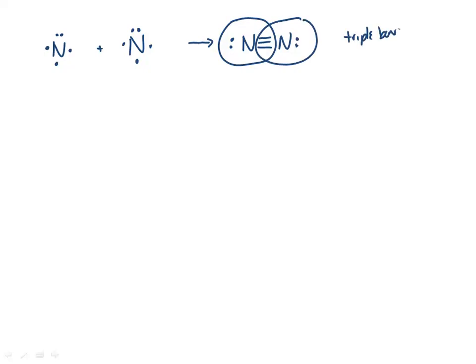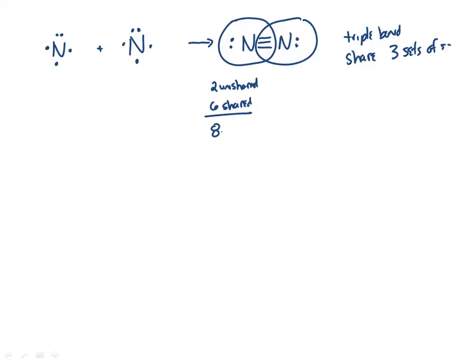Okay, so nitrogen plus nitrogen. Notice that in order to share electrons, both of them want 3 electrons, so that means we have to share 3 sets of electrons, and we get our triple bond. So here's a triple bond. We share 3 sets of electrons. And so we have 2 unshared and 6 shared.